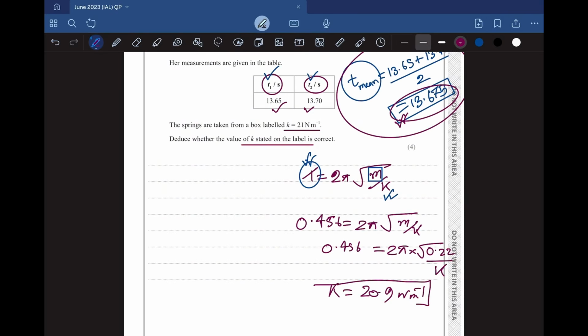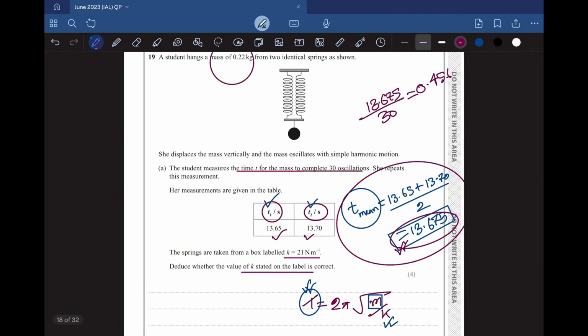So make sure you are able to do this one. I'm not going to do the rough work right here because in the last question I have done the rough work. So in this question I'm not going to do the rough work. You should be able to do it. The k value is 20.9 Newton per meter.